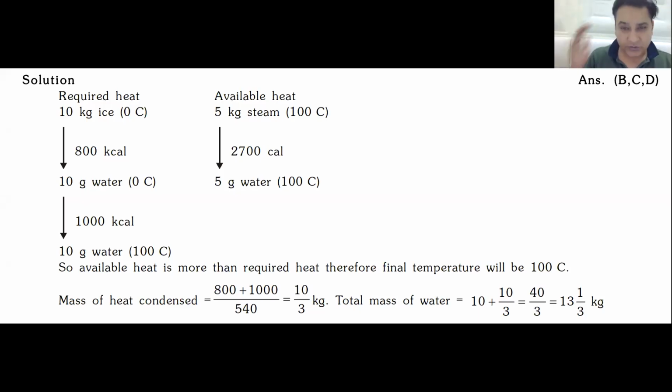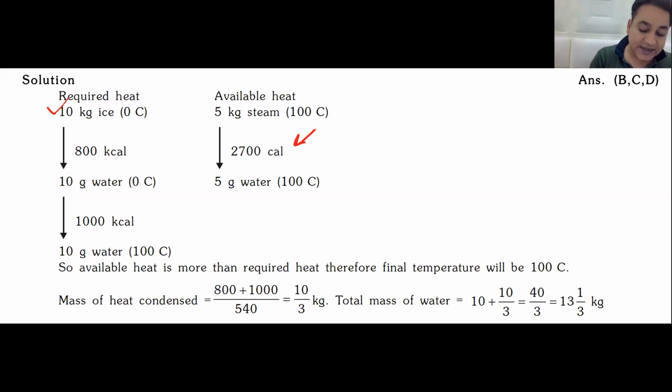The problem with this question was that the mixture could have any three types of temperature. What are the three types of temperature? The temperature could be 0 degrees Celsius, the temperature could be between 0 and 100, and the temperature could be 100. So basically, you just have to find out whether the entire steam can condense. To condense the entire steam, you need 2700 calories of heat. Yes or no? Yes, sir.